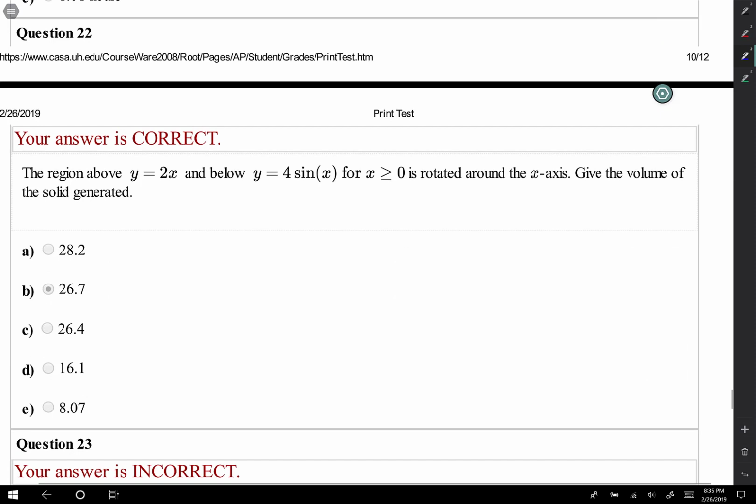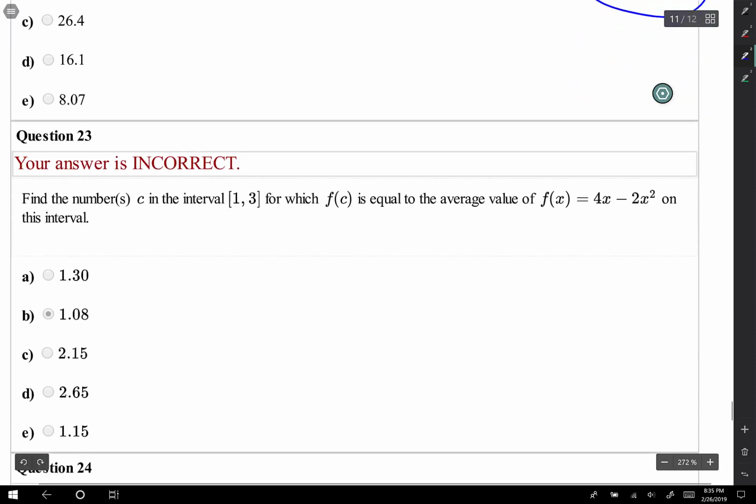The region above, y equals 2x, and below, y equals something, is rotated around the x-axis. Give the volume of the solid generated. We've done this. See your previous notes. If you're having problems with this, ask me and we'll do it. But yeah, see previous notes, guys.